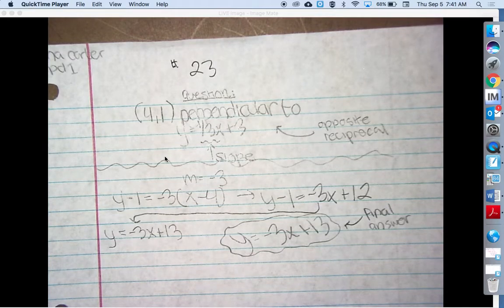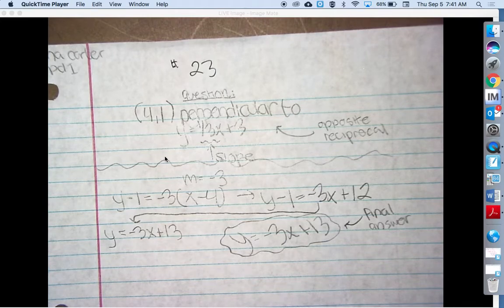And then you would do point slope, so that would be y minus 1 equals -3 times x minus 4. And then if you multiply that, you get -3x plus 12, and then you get y equals -3x plus 13.